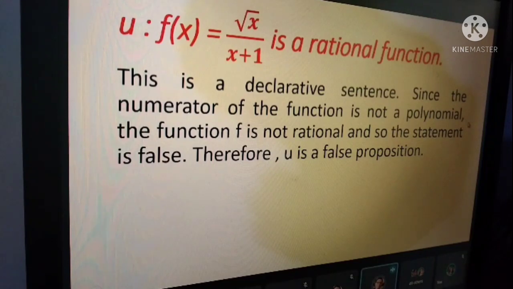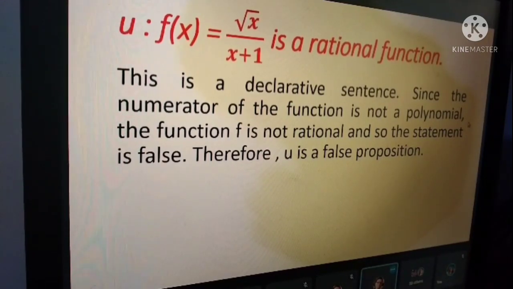Eh, ang sabi dyan, rational daw. So, hindi yan totoo na rational yan. Kasi pag sinabi mong rational function, we know that a rational function is defined as p of x is equal to q of x over r of x, where the numerator and the denominator are both polynomial. So, yung square root of x is not a polynomial because we know that a polynomial has no variable inside the radical sign. So, we say that this is a false proposition siya, but the truth value of that proposition is false, since it is not a rational function.